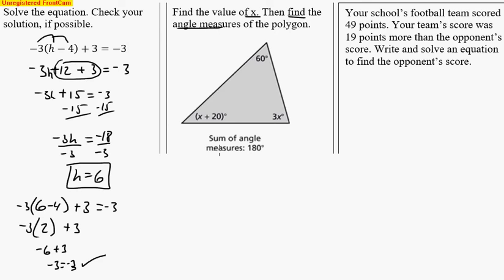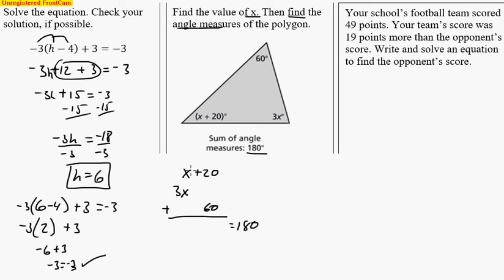So we've got these different angles and they sum to 180 degrees. So I'm going to take the angles, x plus 20, 3x, and 60. Now I added them this way so it didn't take up so much room going vertically. And this will equal 180 degrees.